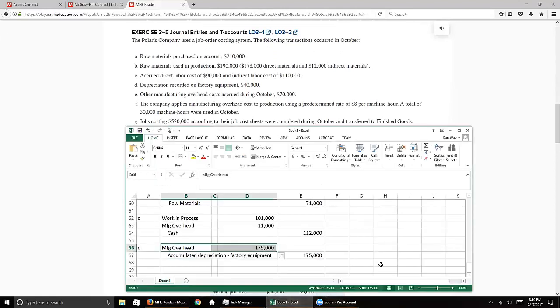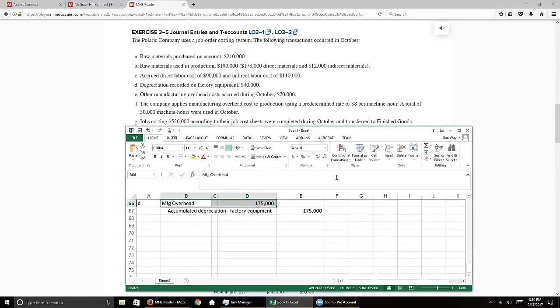Here's some more journal entry considerations for us. So this is a different company. They use a job order costing system. They have a bunch of transactions. Some of them are the same ones we did in 3-1, but there's some new ones. I wanted to make sure we had an example of those.